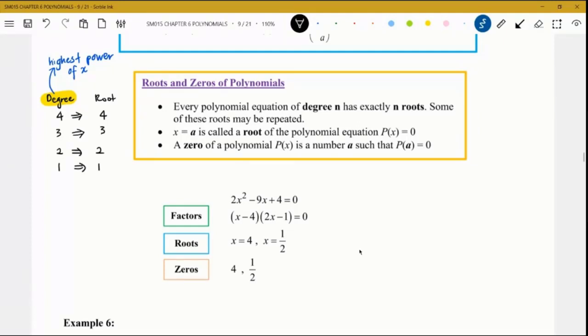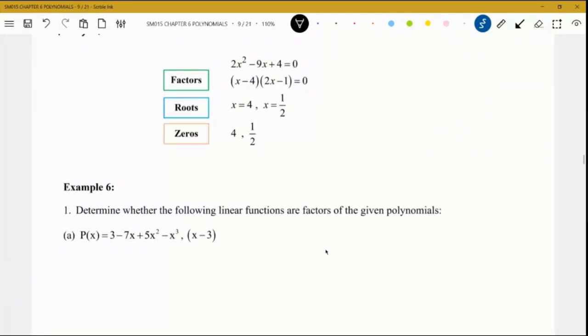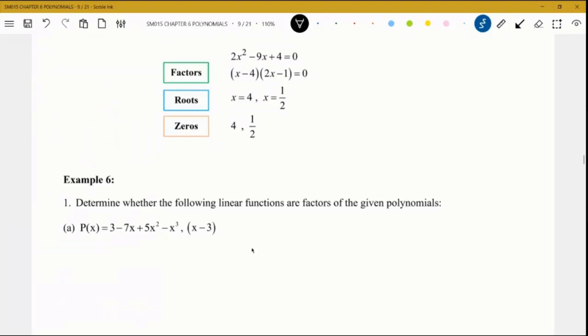Okay, so we go through example 6, which is to determine whether the linear functions are factors or not. We want to determine whether each linear function is a factor or not. So we have to substitute the value of x into P(x). If our remainder is 0, it means this function is a factor of the polynomial. So we have the divisor, which is x minus 3.